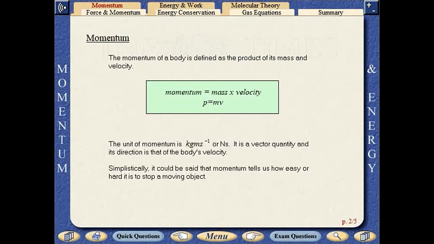The momentum of a body is defined as the product of its mass and velocity. The unit of momentum is kilogram meters per second or Newton seconds. It is a vector quantity and its direction is that of the body's velocity. Simplistically, it could be said that momentum tells us how easy or how hard it is to stop a moving object.